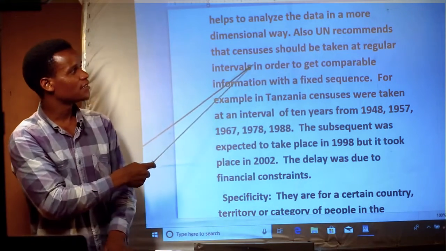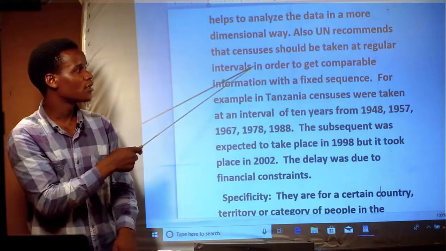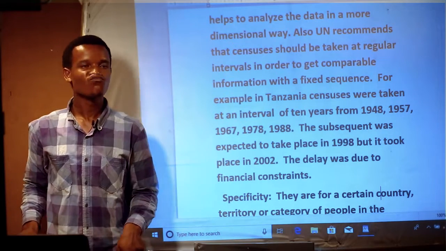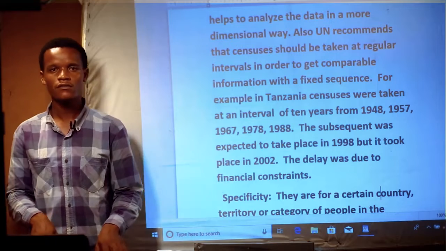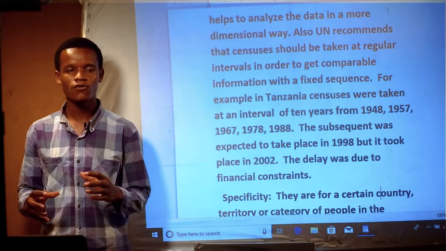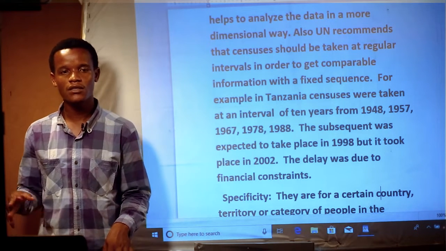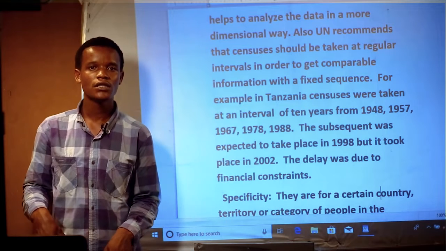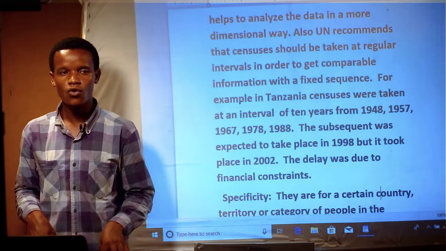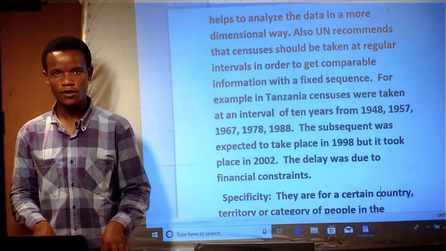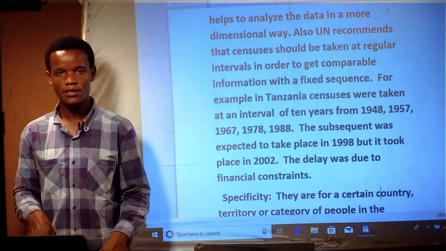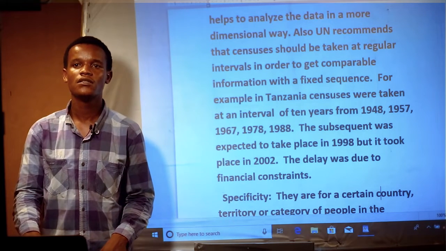The UN recommends that a census should be taken at regular intervals in order to get comparable information within a fixed sequence. The United Nations supports census being conducted at a regular time interval in order to make comparisons of the information, maybe this year compared to last year. So even the UN supports the time interval. Census should be conducted at time intervals in order to compare population information, for example from last year and this present year. That is why census is called regular.